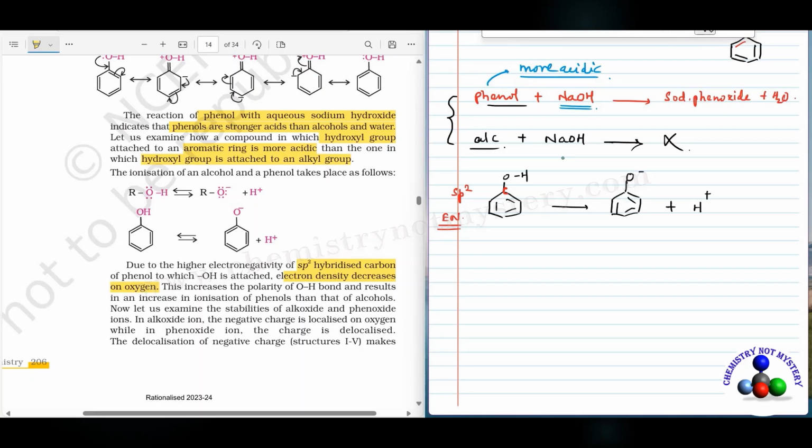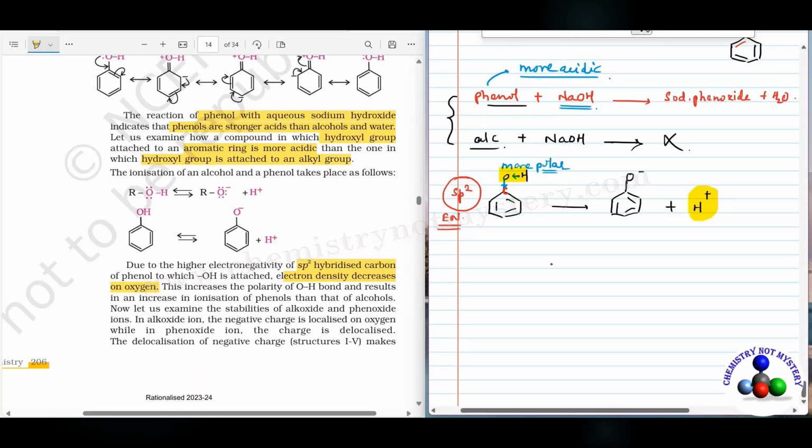So here when you see the withdrawal of electron density, this carbon withdraws electron density from oxygen. Ultimately this oxygen will withdraw more electron density from hydrogen. So the bond between oxygen and hydrogen will become more polar. As this bond becomes more polar, it is easier for the hydrogen to leave the molecule in the form of H plus ion. So that's why the removal of H plus ion becomes easier because of this sp2 hybridized carbon to which oxygen is bonded.